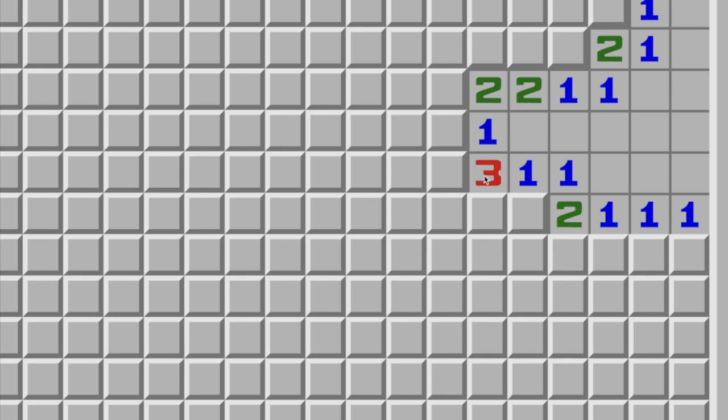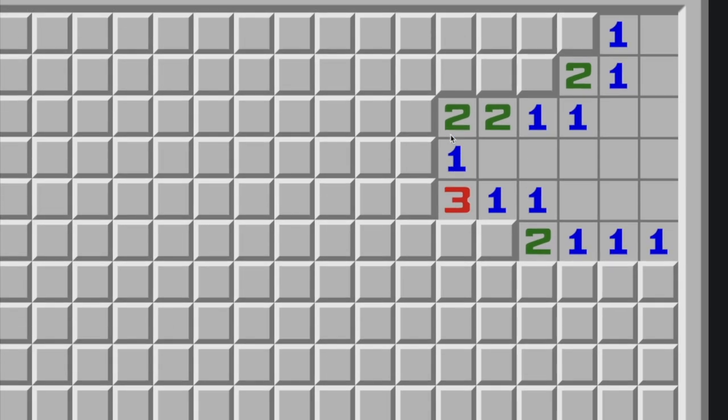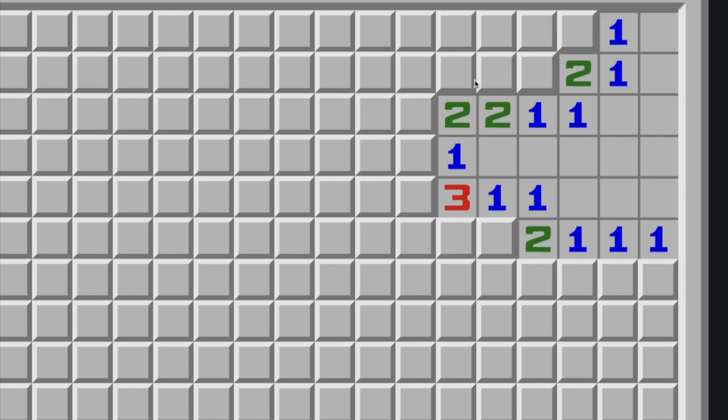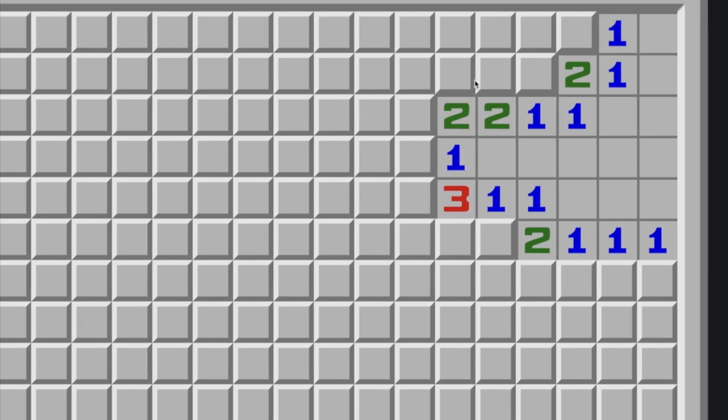Like this 3 only has 5 tiles surrounding it that are uncovered, so we know that of these 5 specifically, there are 3 mines. So for this 2 right here, we know that there's 2 mines in the surrounding 8, but since there's only 3 tiles that are surrounding it, then we know that of these 3 specifically, there's 2. So with this, we can start forming some basic logic.